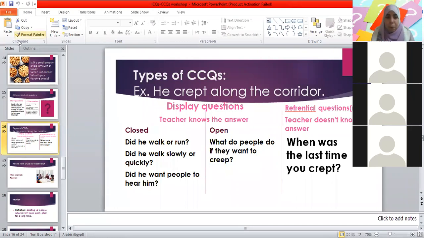So can you tell me about the word crept? Did he walk or run? Try to guess. When I say he crept along the corridor, quietly, for example. What do you think? Did he walk or run? I think he walked. Yes, he walked. Did he walk slowly or quickly? Slowly. Slowly and quietly, yes. Did he want people to see him? No, he didn't want people to hear him. Yes, he didn't want people to see or hear him.